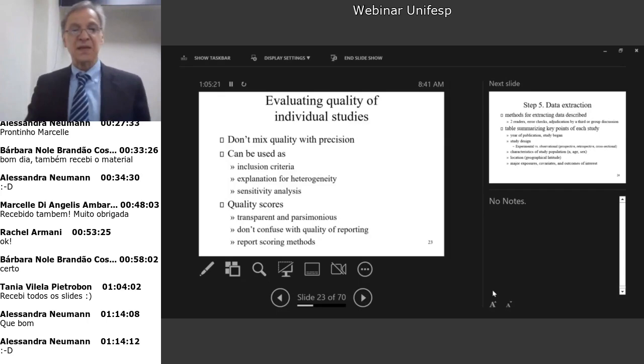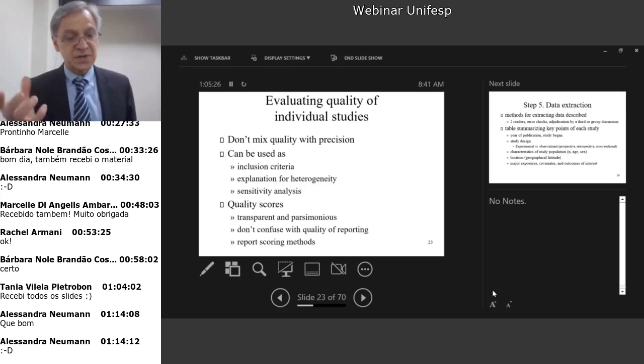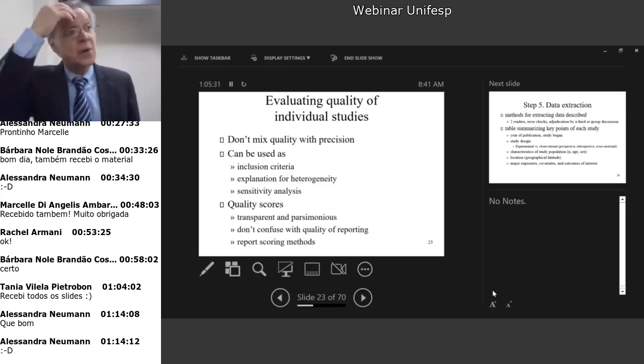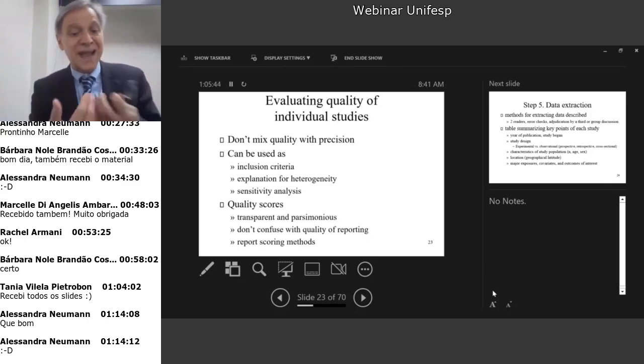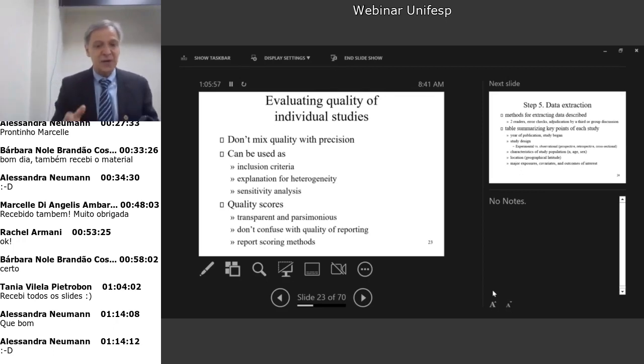We'll get to that. Evaluating quality of individual studies: don't mix quality with precision. Precision is about power, and that's why I'm doing meta-analysis. By having X number of studies, I'm already increasing the power. Quality can be used as inclusion criteria, explanation for heterogeneity, and sensitivity analysis. So the quality of studies will help us explain in the paper the inclusion criteria, the heterogeneity, and why I'm doing the sensitivity analysis. So quality is very key here.